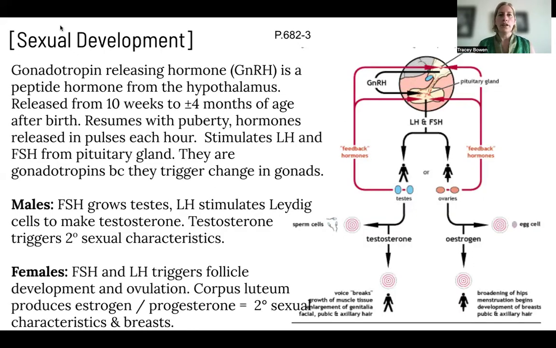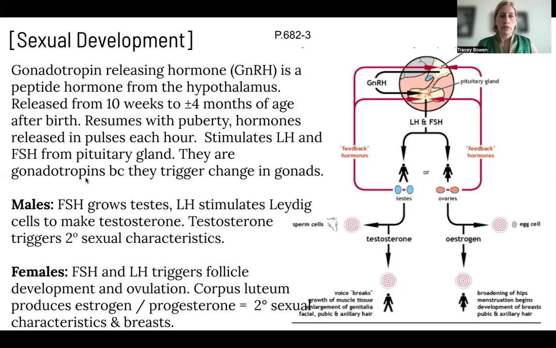So in sexual development, we have gonadotropin releasing hormone, which is a peptide hormone that's released from the hypothalamus. It's released from about 10 weeks of age as a fetus, all the way up to about 4 months after the birth. And then that's going to be reinitiated at puberty. This hormone is released in pulses each hour, and that's going to stimulate LH and FSH from the pituitary gland, and that's going to trigger puberty.